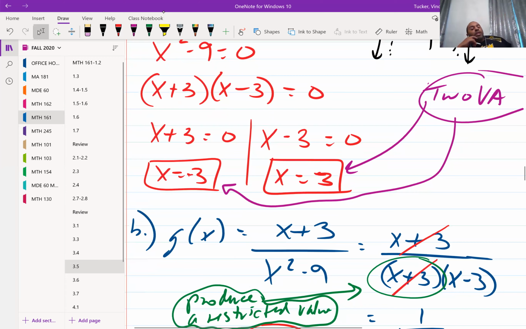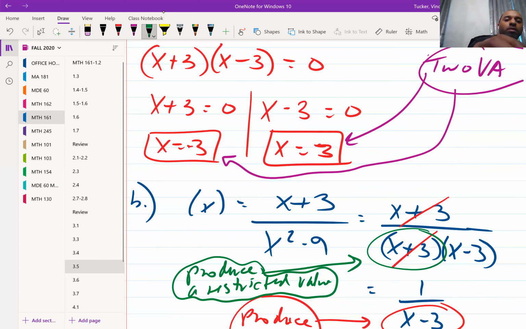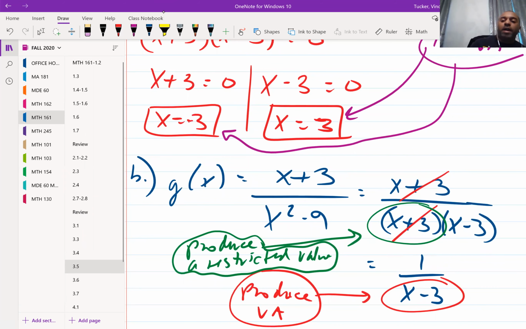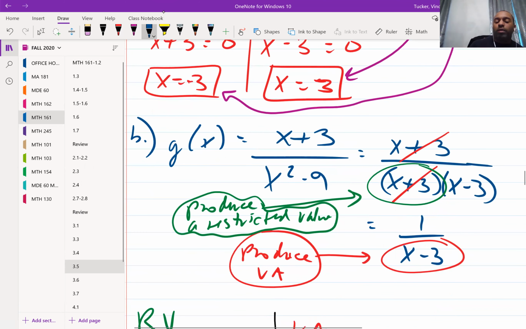All right, so the next one, looking at B. We have x plus 3 over x squared minus 9. Remember, the first thing I said we should do is simplify as much as possible. So that's what we did here. We factor the denominator, x plus 3, x minus 3. And x plus 3 cancels and leaves you with 1 over x minus 3.